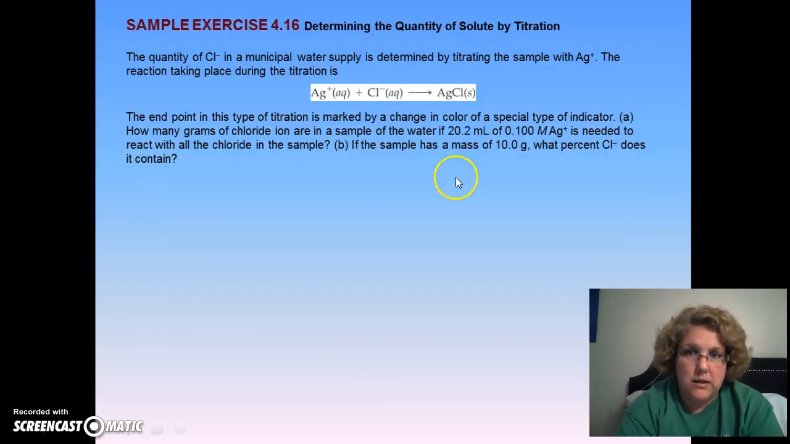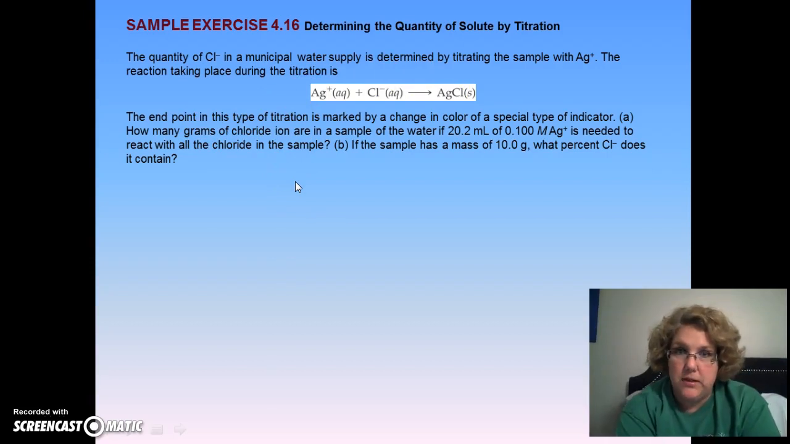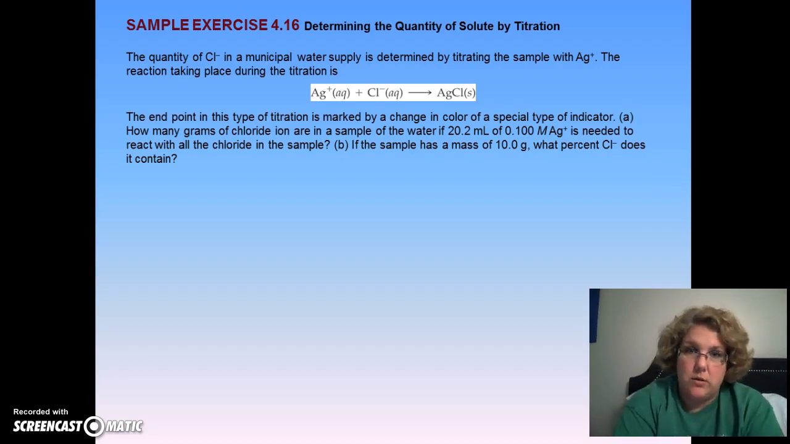Okay, here is a good one. The quantity of chloride ion in a municipal water supply is determined by titrating it with silver ions. The reaction taking place during the titration is silver plus chloride makes silver chloride. The end point in this type of titration is marked by a change in color of a special type of indicator. How many grams of chloride ion are in a sample of water if 20.2 milliliters of 0.1 molar silver ion is needed to react with all the chloride in the sample? If the sample has a mass of 10 grams, what percent of chloride does it contain?